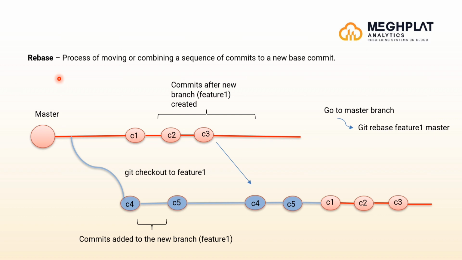Rebase in Git is nothing but the process of moving or combining a sequence of commits to a new base commit. Means combining some commits and getting them into another commit.